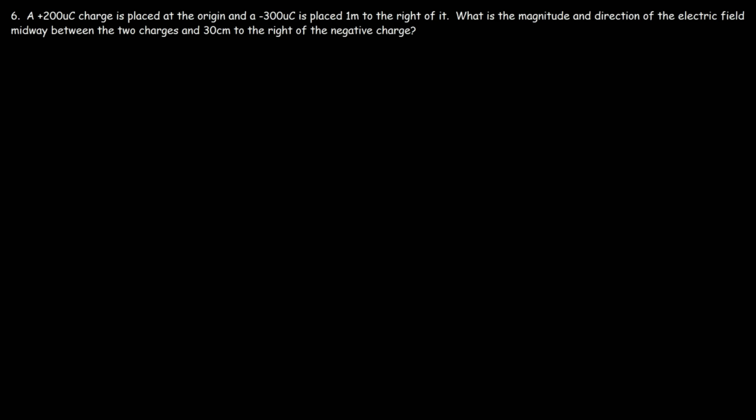Number 6. A 200 microcoulomb charge is placed at the origin, and a negative 300 microcoulomb charge is placed 1 meter to the right of it. What is the magnitude and direction of the electric field midway between the two charges? And then for the second part, 30 centimeters to the right of the negative charge. So let's start with the first part of the problem.